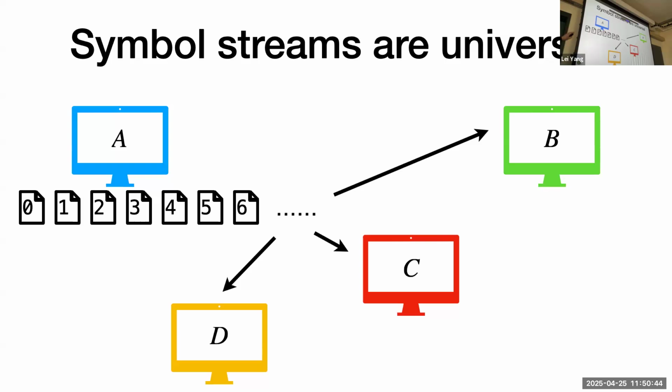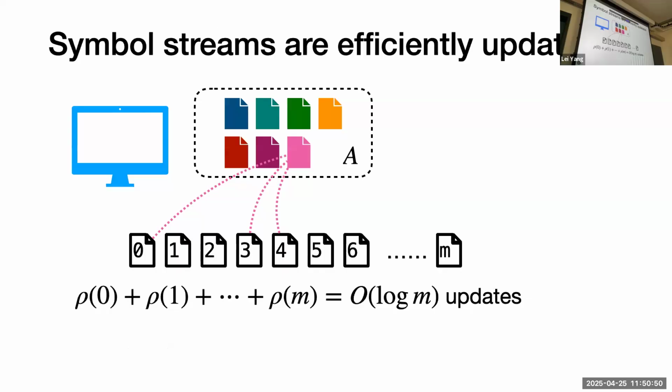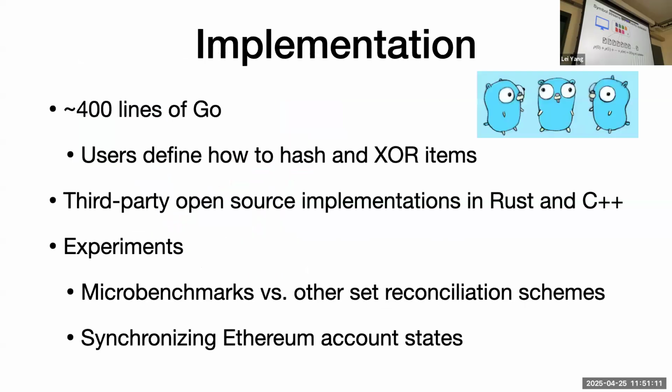And a plus is that the symbol stream from this data structure is universal. For example, Alice can reconcile with multiple peers with just the same set of symbols. And the symbols are efficiently updatable, again because of this arithmetic trick. If you later want to add yet another item to your original set, then you only need to make updates to on the order of log m symbols. You just patch them to the linear combination.